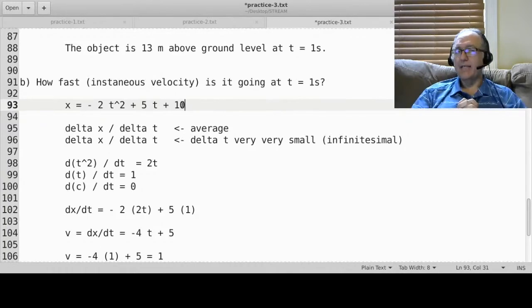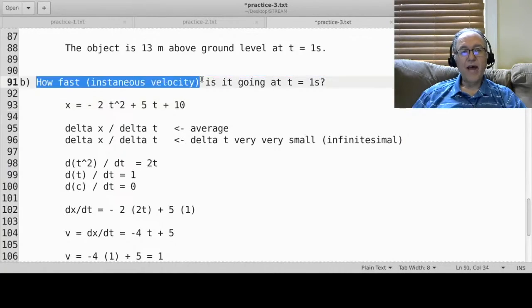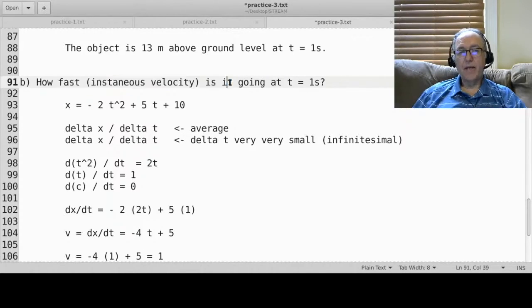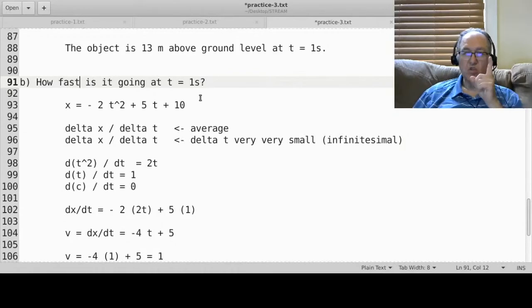So if I don't say that it's an average velocity, assume it's an instantaneous velocity, okay? But for problems like this, I will definitely say instantaneous velocity, okay? How fast is it going also kind of implies an instantaneous velocity, because even if I hadn't said instantaneous velocity, how fast is it going at t equals 1 second?